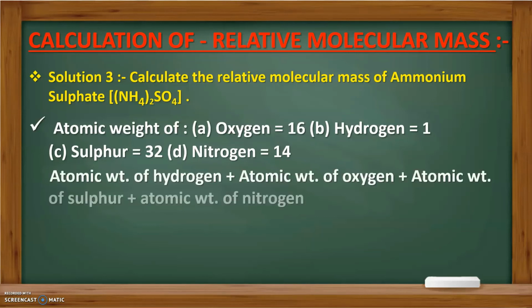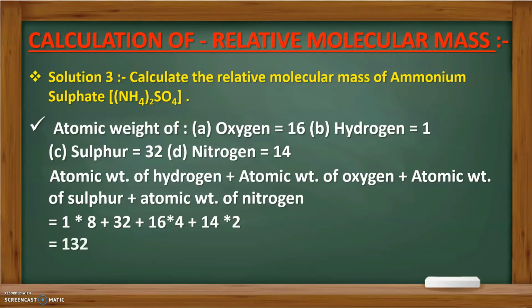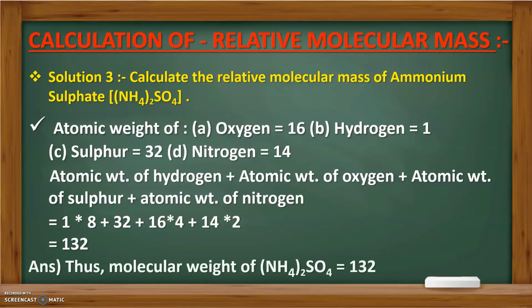Now we add the atomic weight of the atoms present over here. So, atomic weight of hydrogen plus atomic weight of oxygen plus atomic weight of sulfur plus atomic weight of nitrogen gives 1 into 8 plus 32 plus 16 into 4 plus 14 into 2. So we get the final answer as 132. Thus, molecular weight of ammonium sulfate is 132.